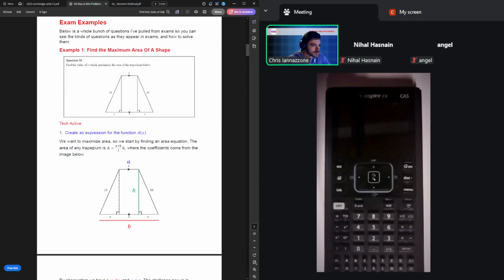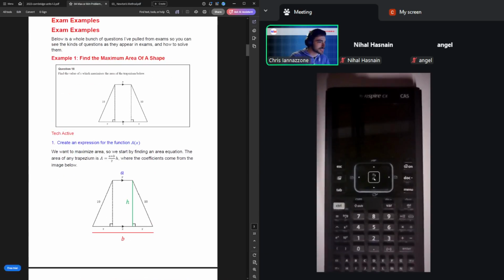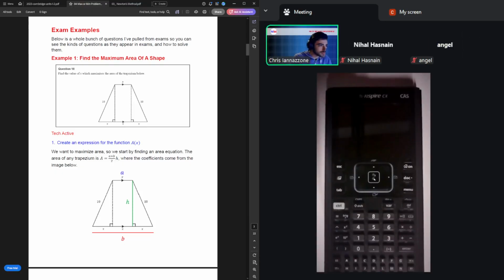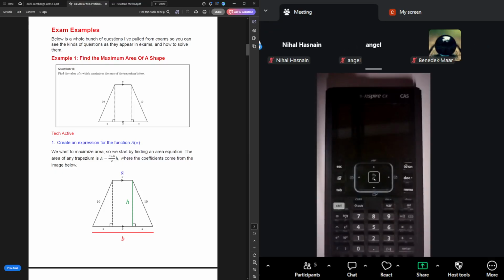So all we're going to do to more or less practice this procedure is to just have a look at a few key examples, of which I have pulled from past exams, so you know this is legit. This is the kinds of questions that you're expected to be able to solve. So let's run through a few.